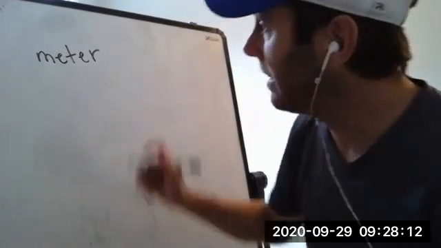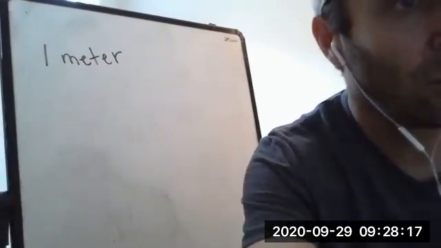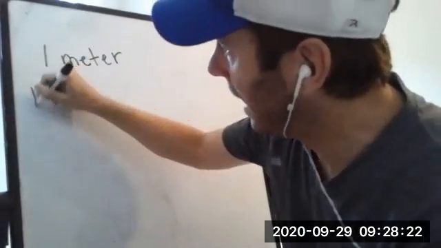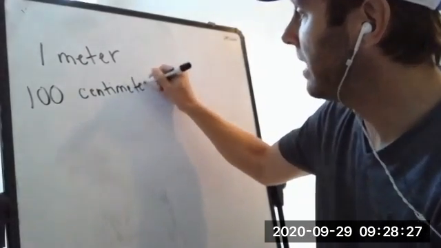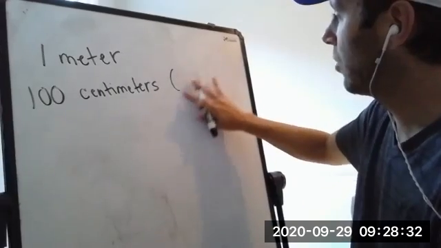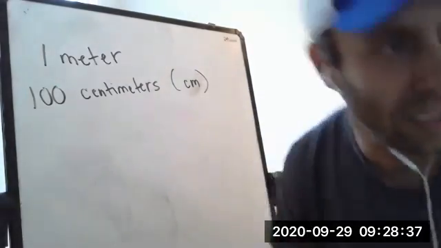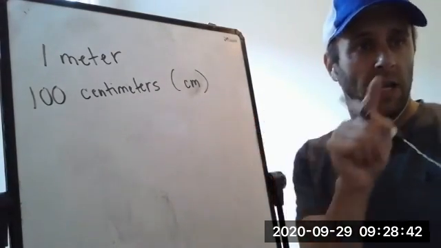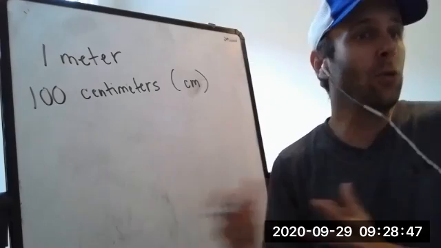Now, in that 1 meter, if you look closely at it, it's labeled actually in centimeters. So there are actually 100 centimeters in that 1 meter, and I'm going to write it. The abbreviation is cm, for centimeters. Now, if you look closely at the 100 centimeters, there are little tiny lines between the centimeters, and actually those are millimeters.